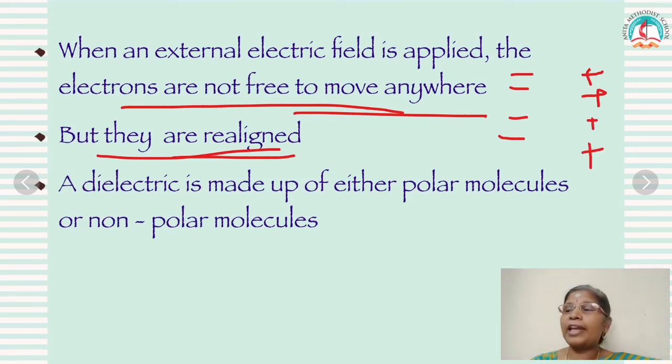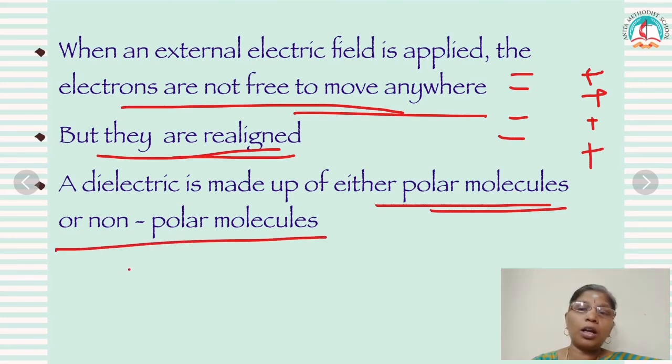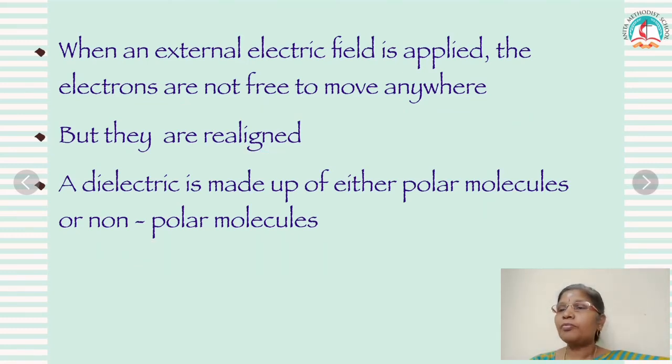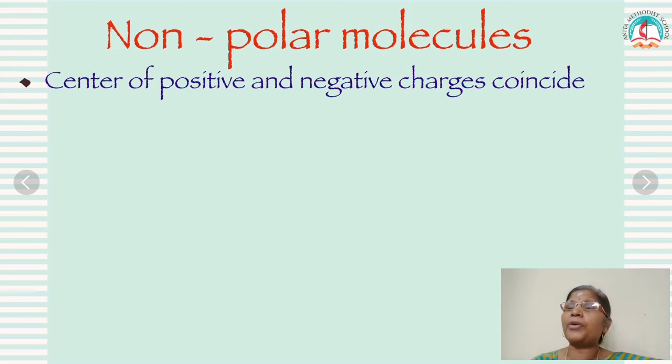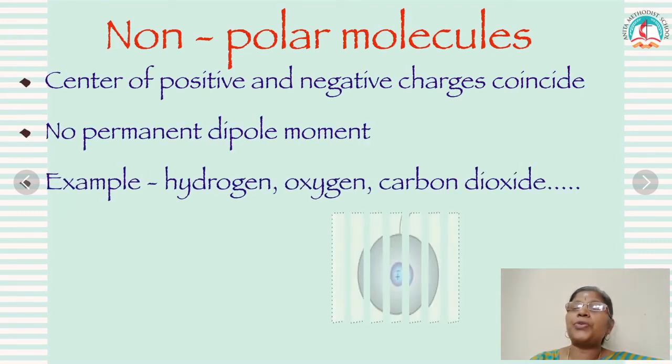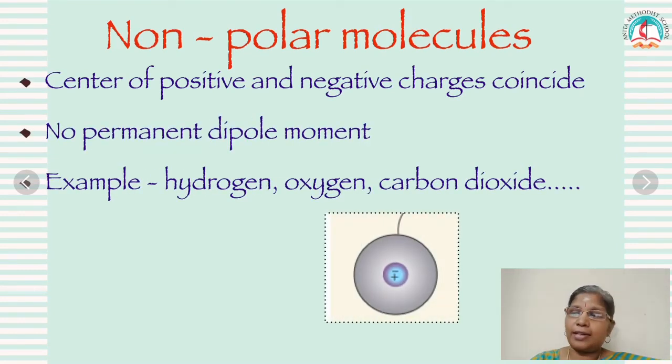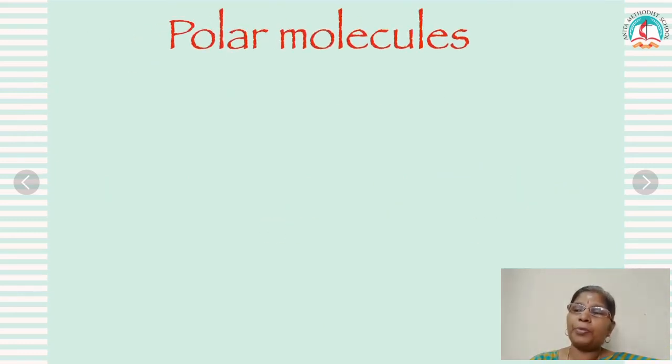They are made up of either polar molecules or non-polar molecules. What is the meaning of non-polar molecules? The centers of positive and negative charges coincide. You see the diagram. The center of positive charges and the negative charges coincide. If both coincide, you won't get a value of dipole moment. So, no permanent dipole moment. Hydrogen, oxygen, carbon dioxide are a few examples of non-polar molecules.